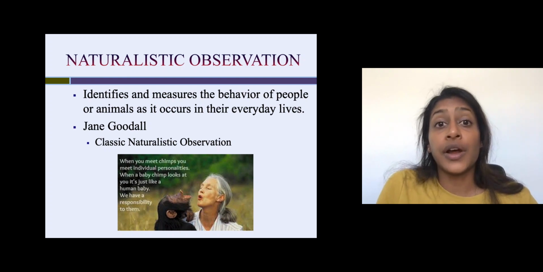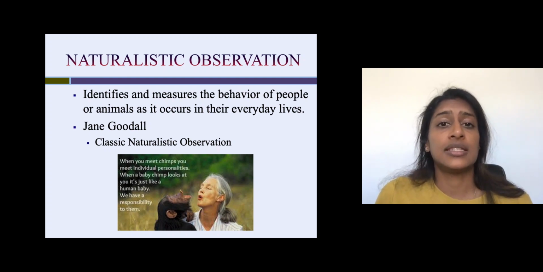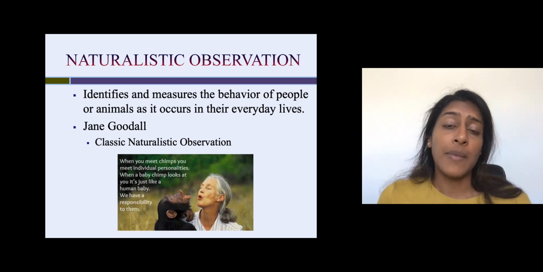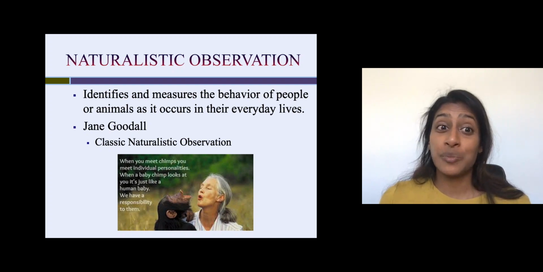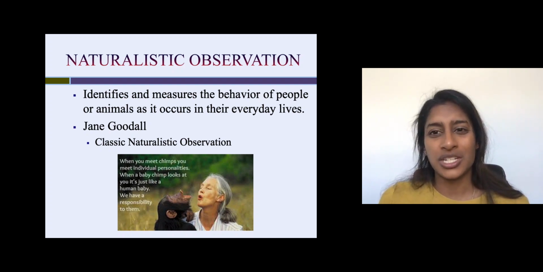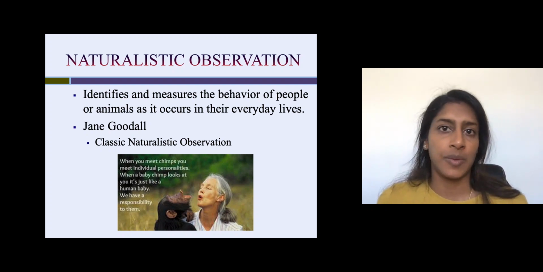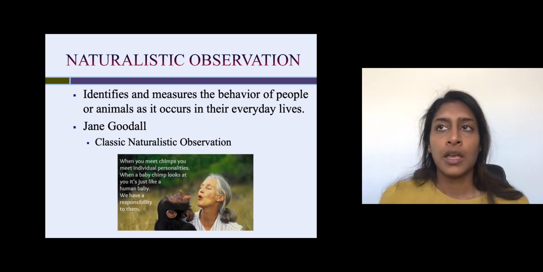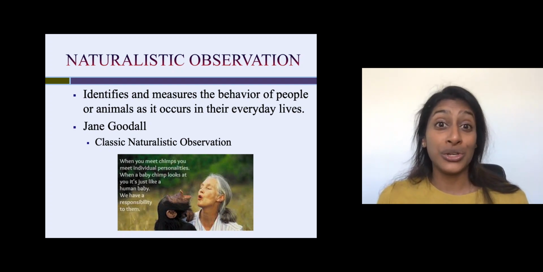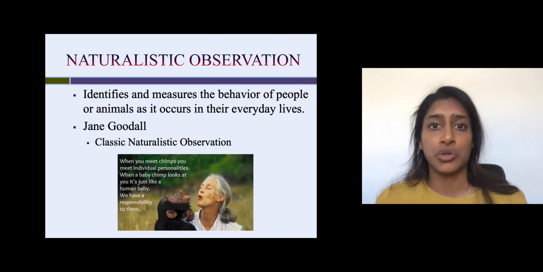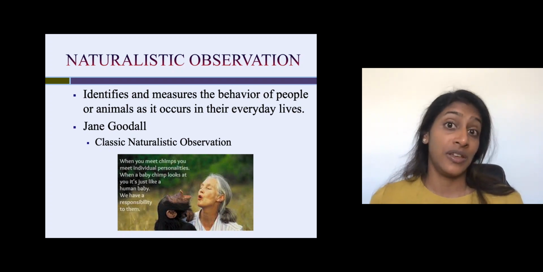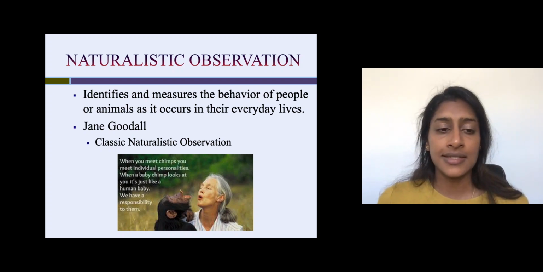A researcher very much known for her naturalistic observation is Dr. Jane Goodall, and she observed chimpanzees in their natural environment. She brought us a lot of information that we didn't know about chimpanzees previously. Starting with tool usage, we thought that human beings were the only ones able to create tools and use them. This we found out to be not the case.